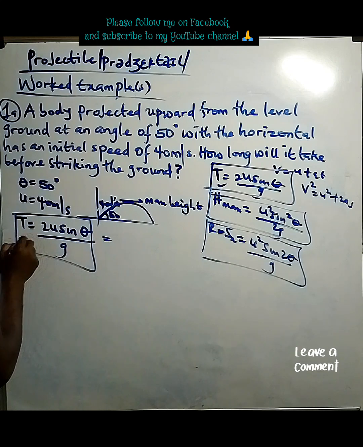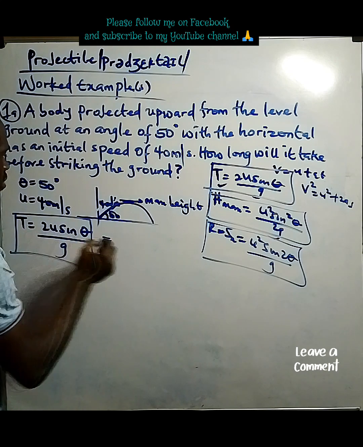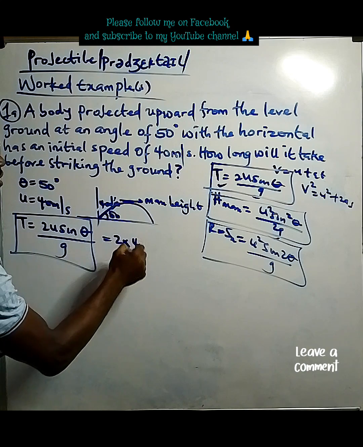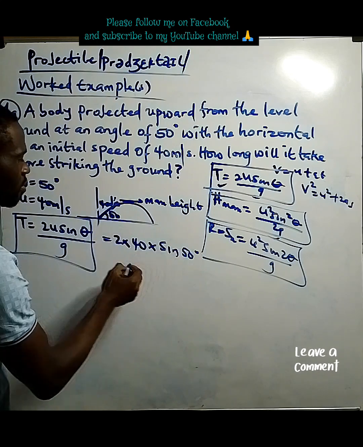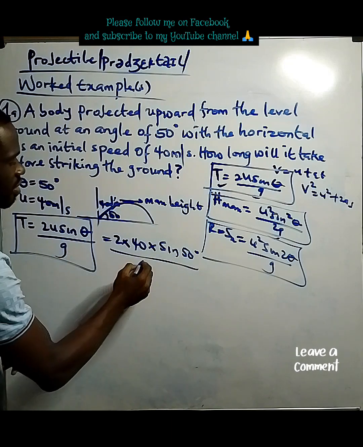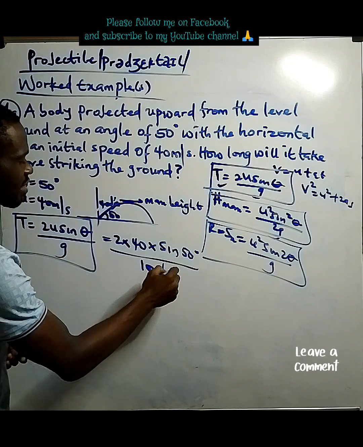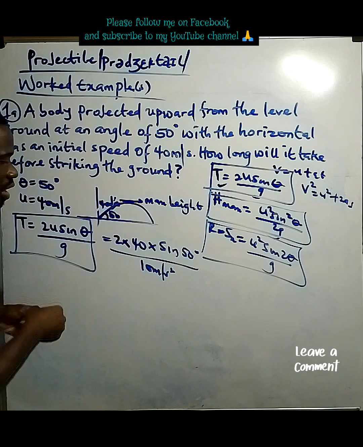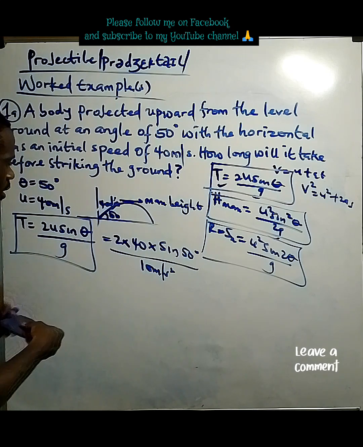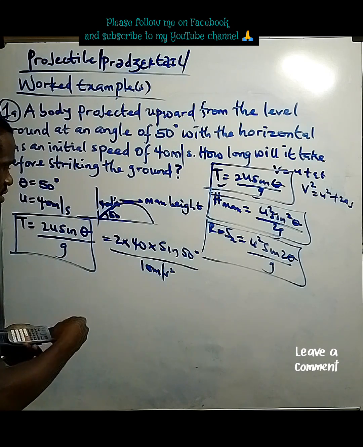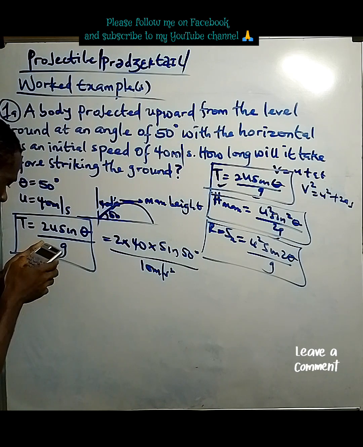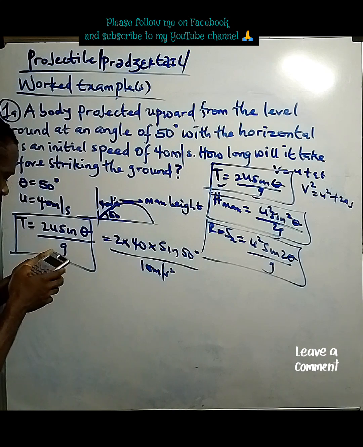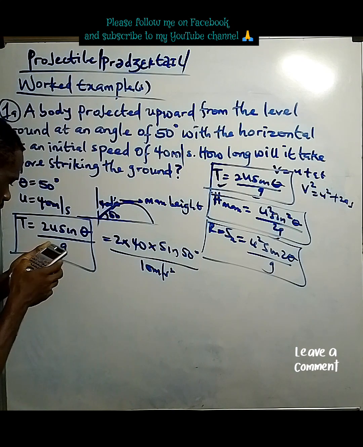So how do we get the total time of flight? It is 2 times the initial speed, 40, times sine of the angle, sine 50 degrees, divided by gravity, which is 10 meters per second squared. Let's take it as 10. We're going to use our calculator to solve this quickly: 2 times 40 times sine 50 divided by 10.